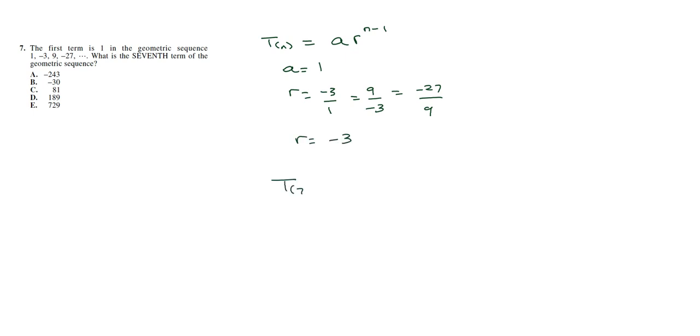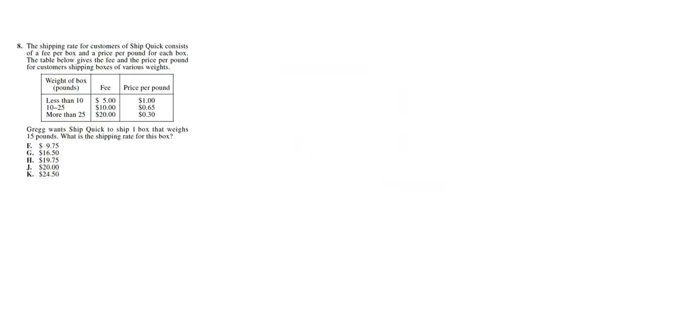So the 7th term is going to be 1 multiplied by -3 to the power of 7 minus 1, which is 1 multiplied by -3 to the power of 6, and that's going to give us 729.